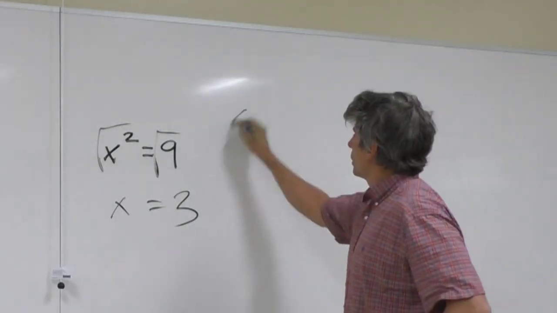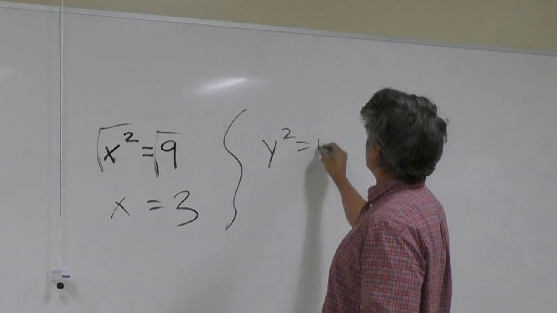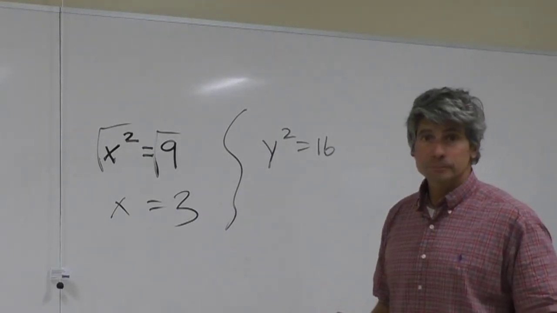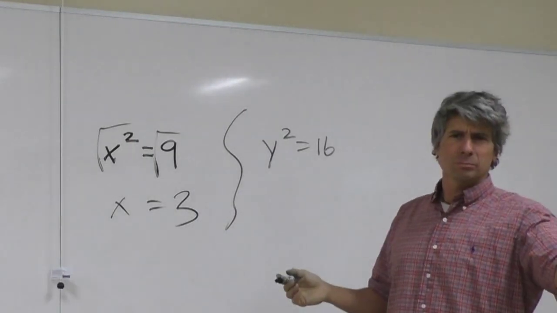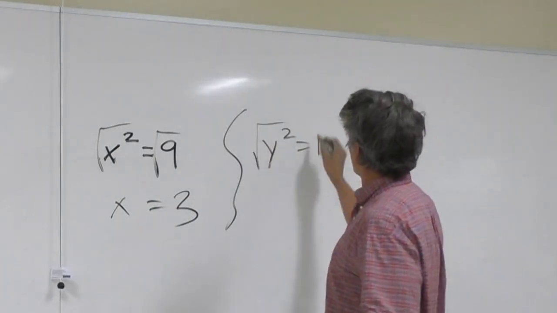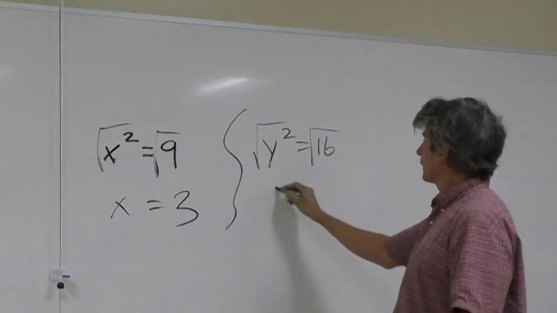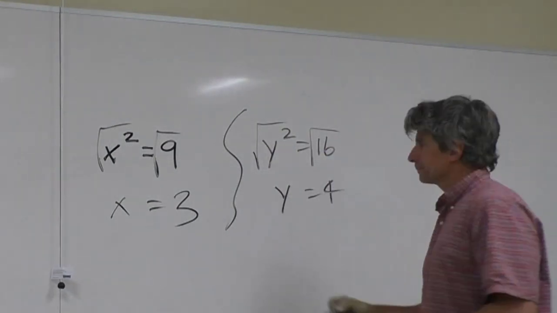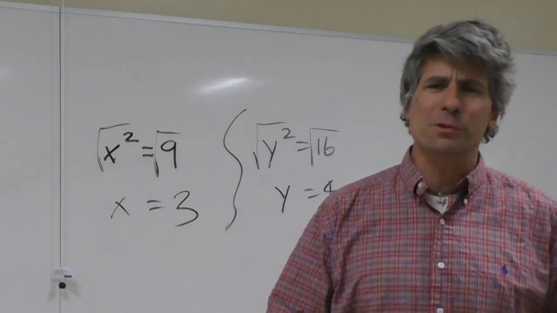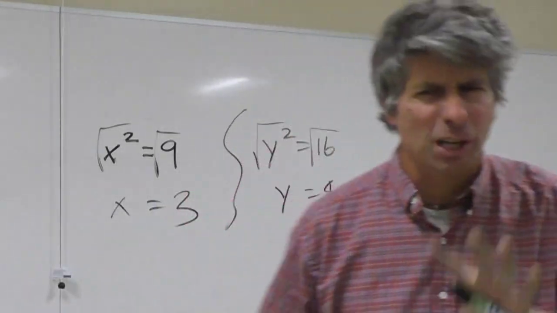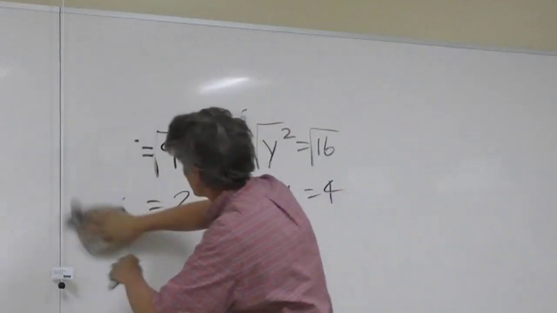If I asked you y squared is 16, what's y? And you would say, oh, y is 4, because you take the square root of y squared to get y, and the square root of 16 to get 4. Okay, no problem. You've done square roots tons of times in your life. Easy peasy lemon squeezy.